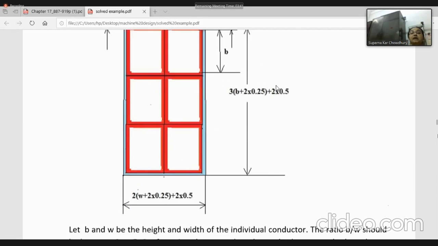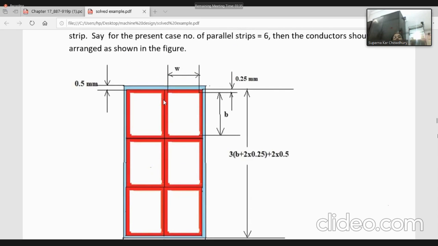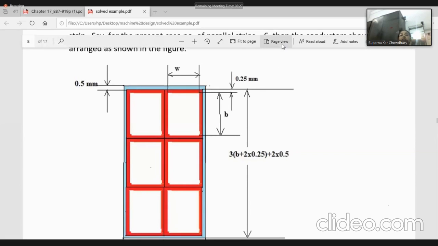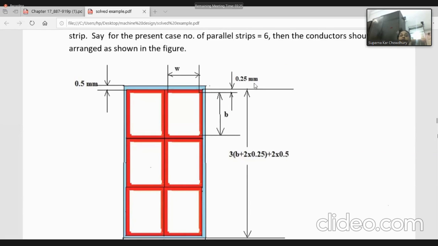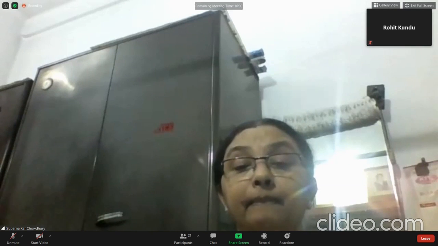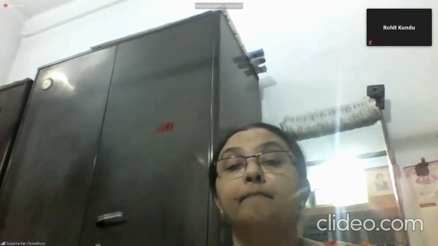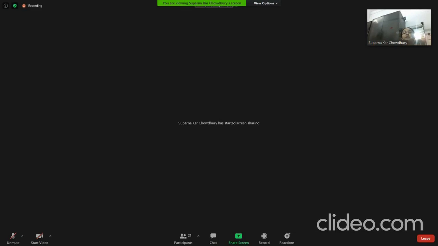So once we have the conductor, these conductors are of standard size. So whatever value you calculate, that conductor may not be available. Then we have to check with the standard table available. Now I have sent the table. I'll just show it here. This is a rectangular copper strip.